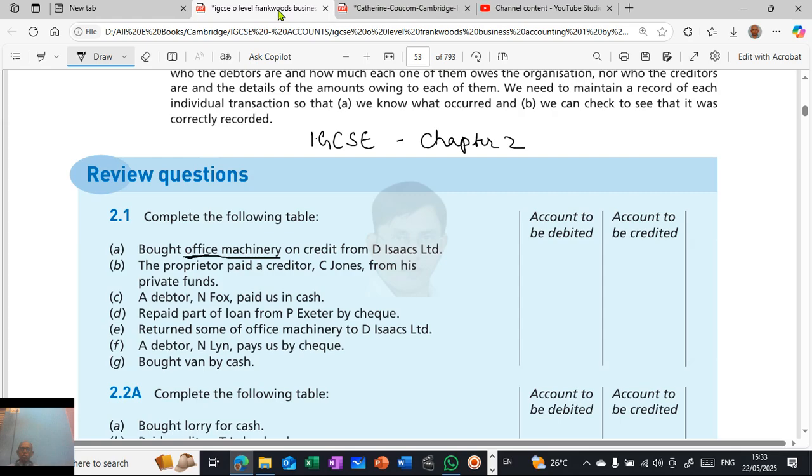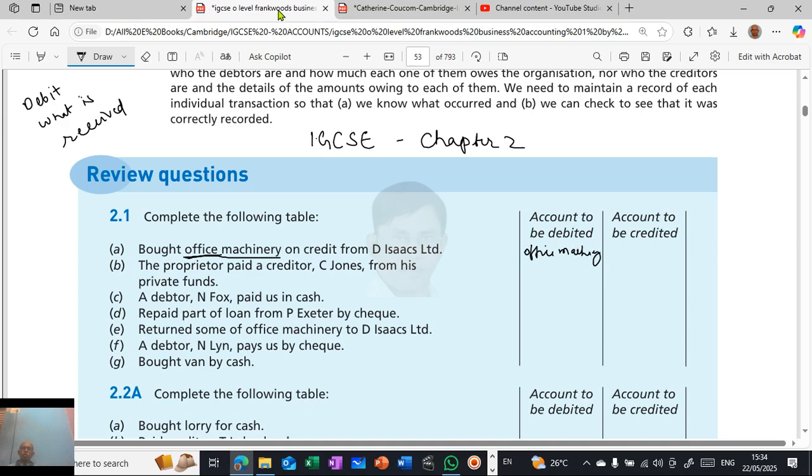So what is the rule? Debit what comes in. That is the rule, right? Debit what is received. So machinery is received. When you buy office machinery, obviously office machinery is received. So office machinery is received.